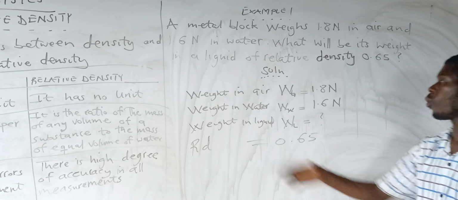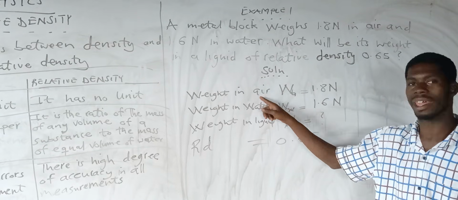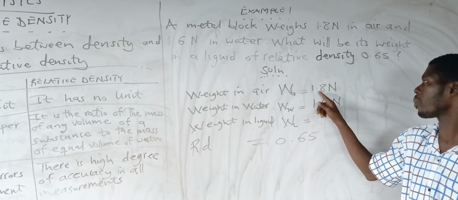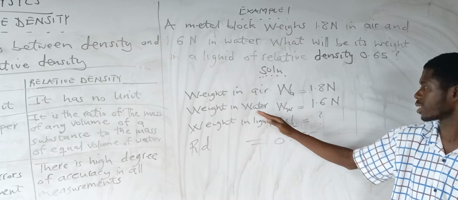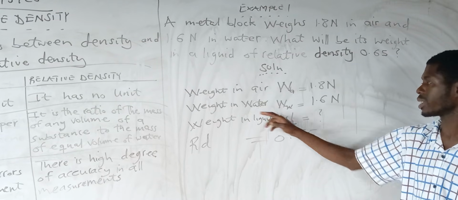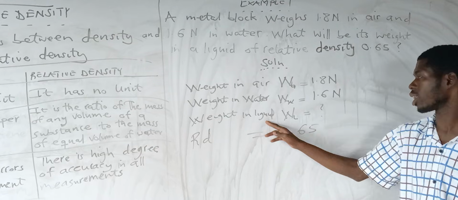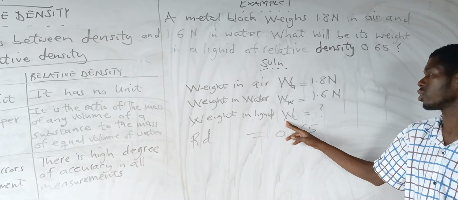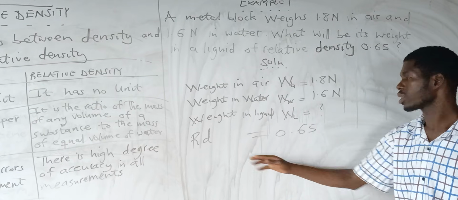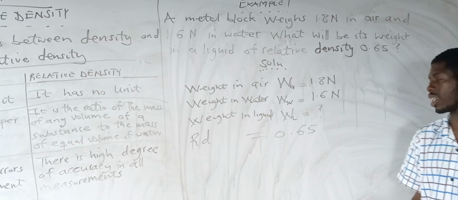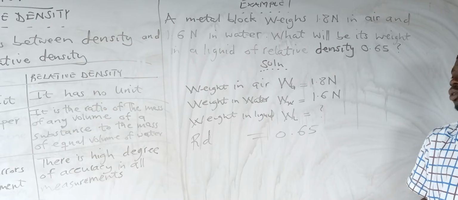So simple. Weight in air we represent as W, small a, 1.8 Newton. That's in the question. Weight in water, W for weight and small w for water, 1.6 Newton. Then weight in liquid, W for weight and small l for liquid. But that one you don't know, that's what we are looking for. Then relative density was given to us in the question as 0.65. As I said, it has no other unit.